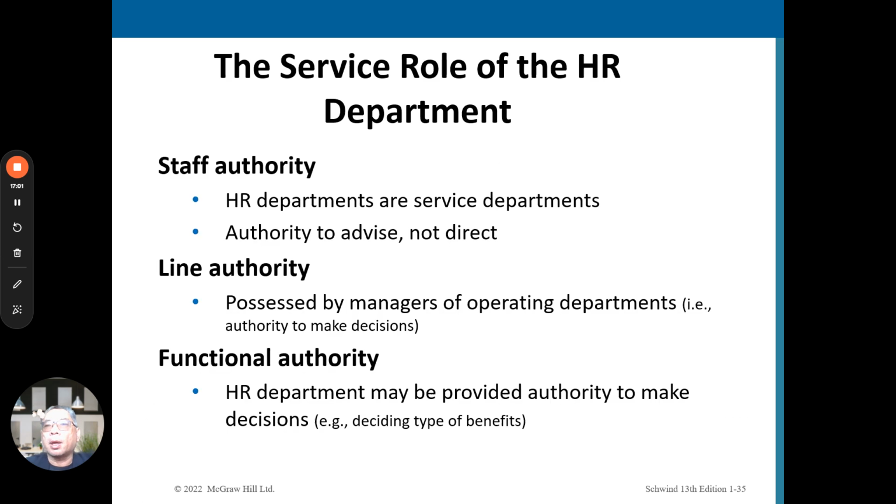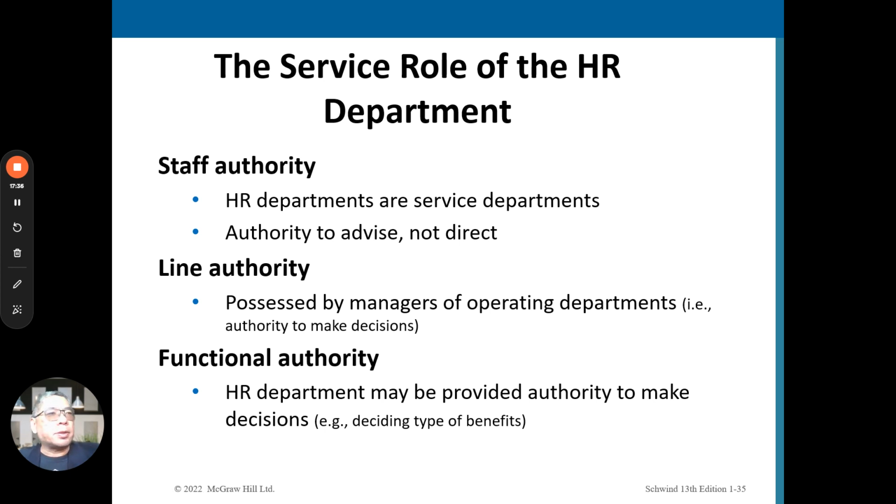All right, the service role of the HR department. There's staff authority: the HR department is a service department with authority to advise and not to direct. And the line authority, which is possessed by managers of operating departments, who have the authority to make decisions. Okay, and then there's also functional authority, where the HR department may provide authority to make decisions, such as providing benefits. Examples of benefits, like defined benefit plans or defined contribution plans. Okay, or like dental benefits.